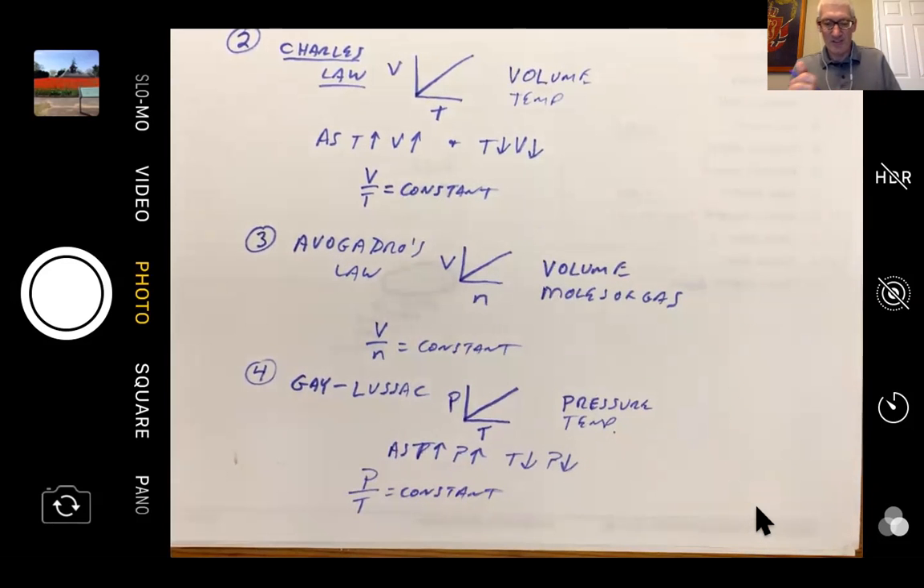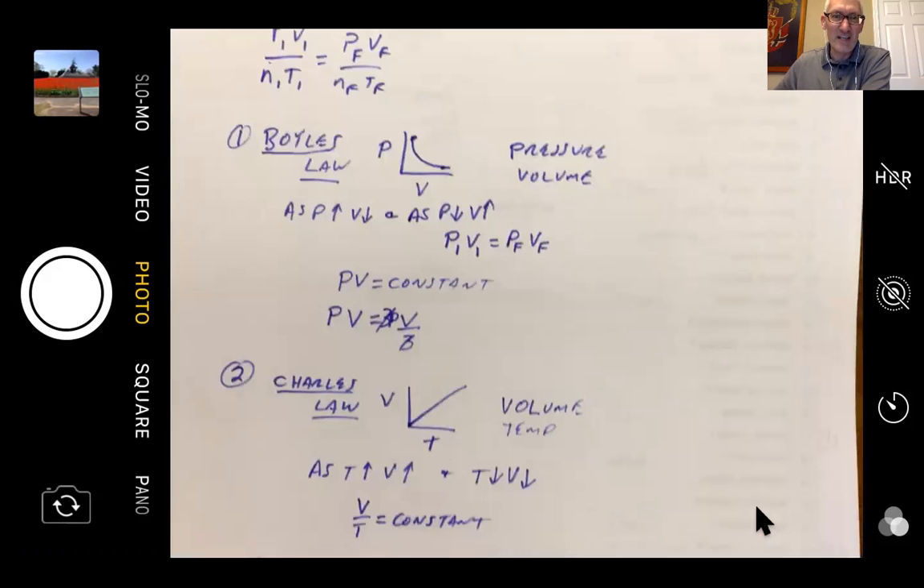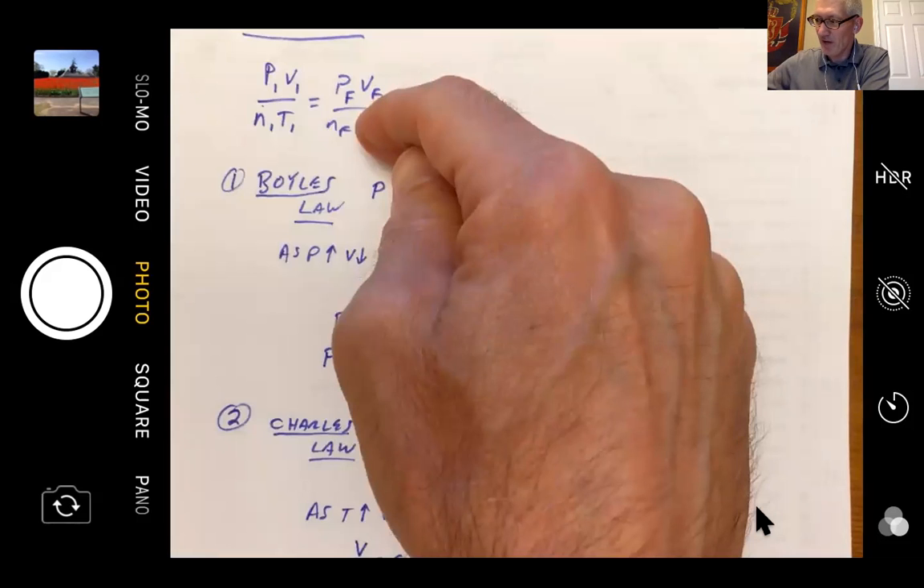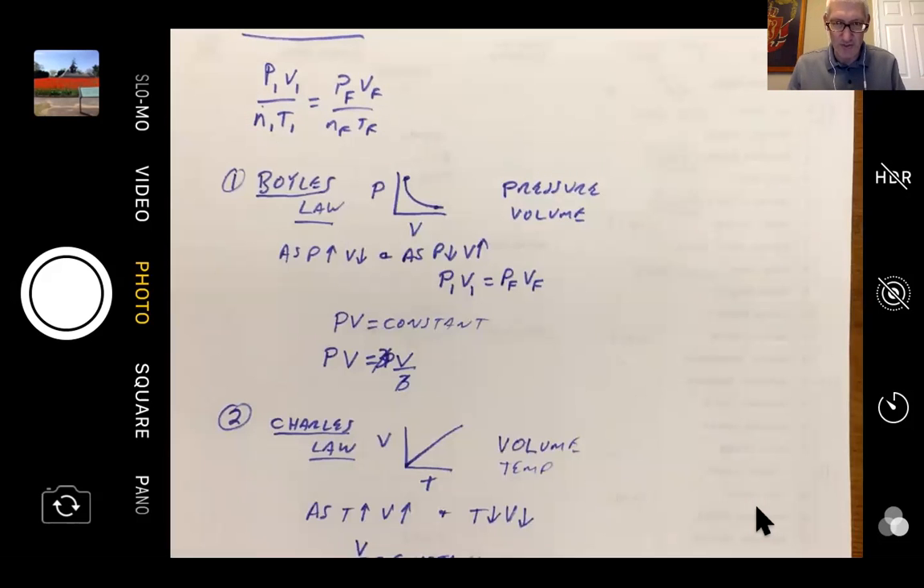So I wanted you to at least have seen that these four specific pieces of relationship are all kind of hidden in here. You see that P over T is equal to P over T, all right? So when the volume and the number of moles are ignored, the relationship shows up.